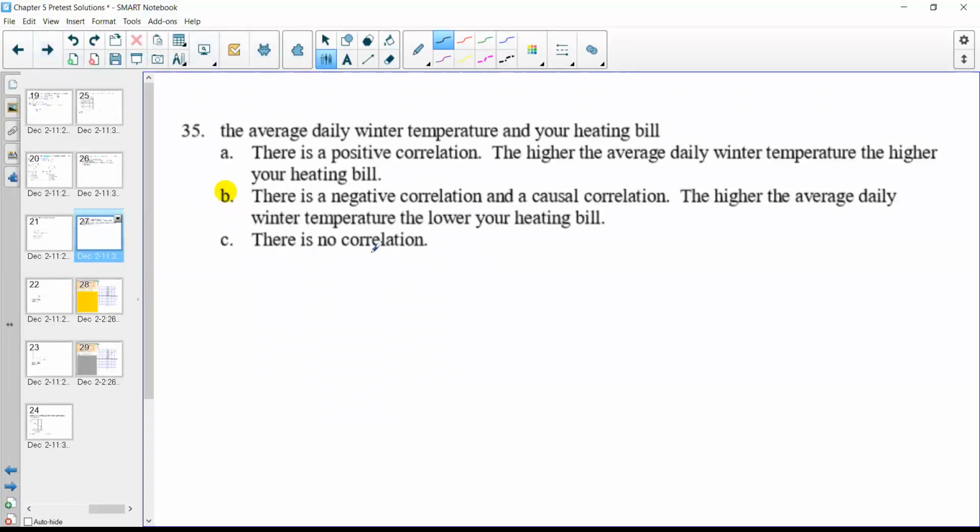35. So I missed number 35. The average daily winter temperature and your heating bill, what kind of correlation is that? So the heating bill is going to increase as the temperature decreases. Okay, the colder it gets, the more you're going to run your heater. So that's a negative correlation.